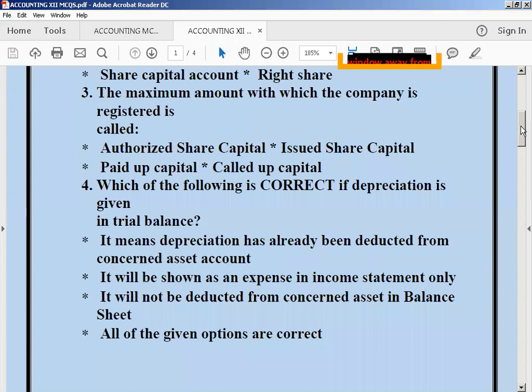Two formulas I often discuss with you. We were discussing the two formulas repeatedly in the class: total cost minus accumulated depreciation is equal to book value, and total cost minus salvage value is your depreciable cost. Okay. So when you deduct your salvage value from your total cost, you will get the answer of depreciable cost. Now I proceed further.